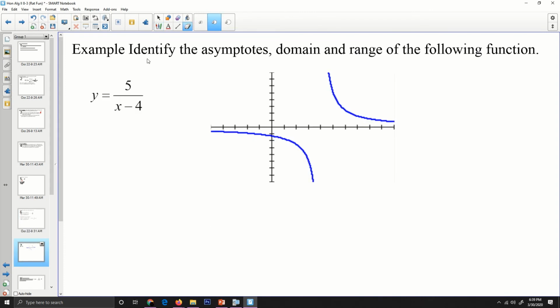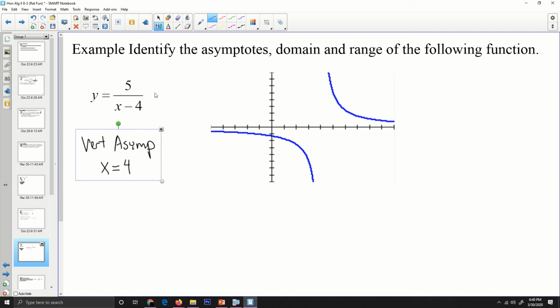All right, example, we're going to identify the asymptotes, the domain and range of the function. In this function, y equals 5 over x minus 4, we clearly see that we have a right shift of 4 units. So our vertical asymptote is going to be x equals 4, and we can see it there, because that's where the division by 0 is. So my vertical asymptote is going to be x equal to 4.